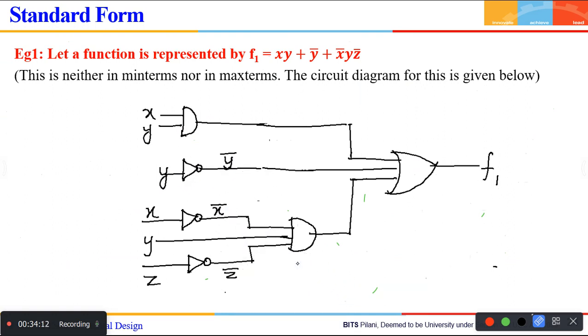This equation may not be in simplified form. You can reduce that equation to the minimum number of literals. What is the meaning of minimum number of literals? You can have a minimum number of min terms. You can reduce it so that your gates can be reduced if you simplify this equation. That's why your question may give an equation like that: simplify it and implement it using only universal gates.